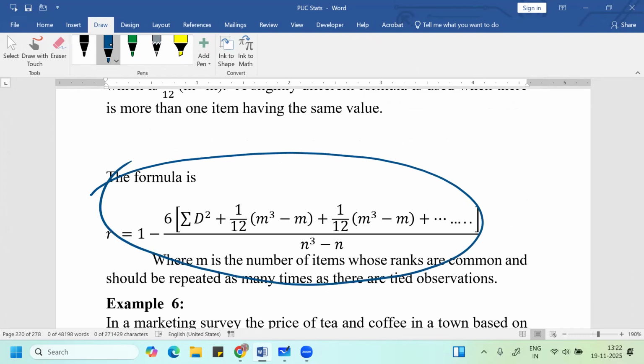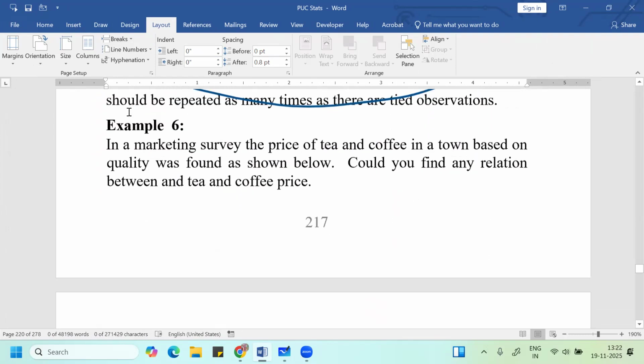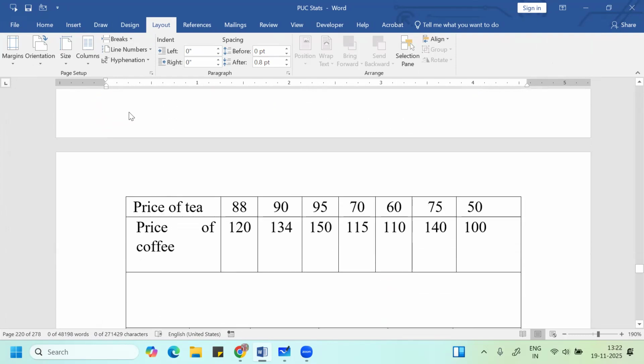Whenever there's a tie in rank, imagine two values are the same, you have to give the same ranking to them, and then you have to work with an adjustment factor. We'll do more numericals so that you understand the concept of the adjustment factor. First we'll do a simple problem. Suppose two sets of data are given, price of tea and price of coffee.